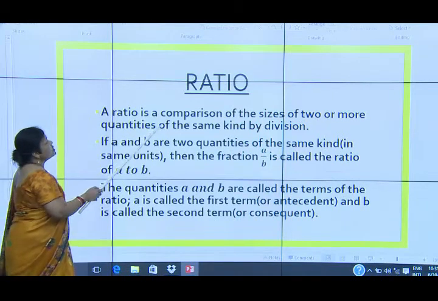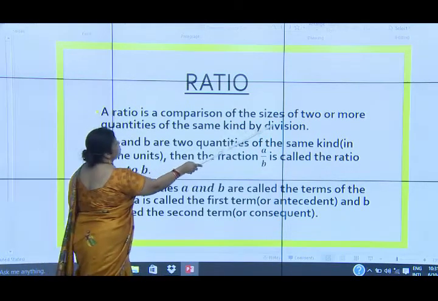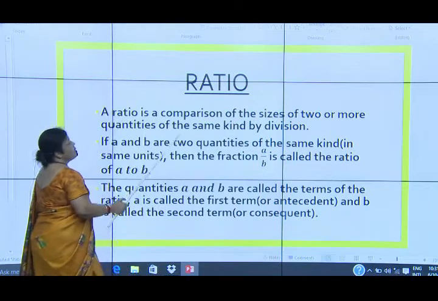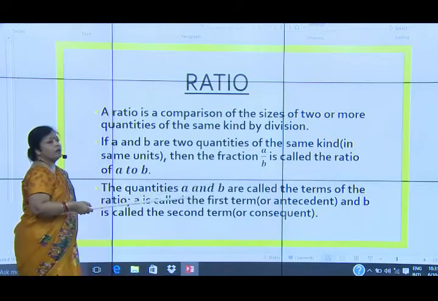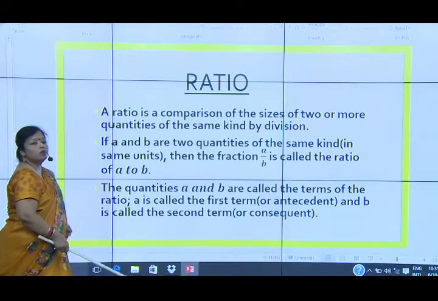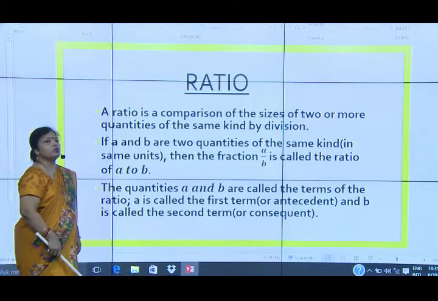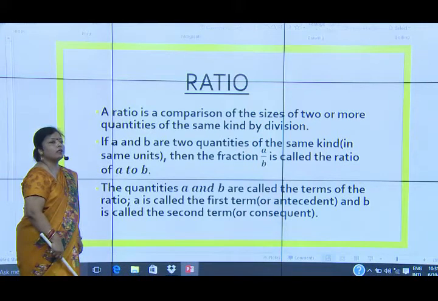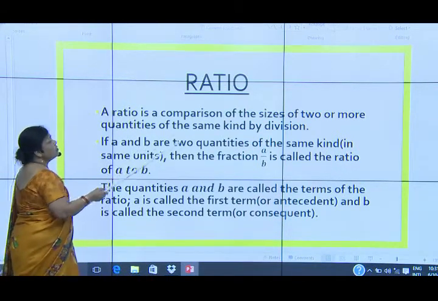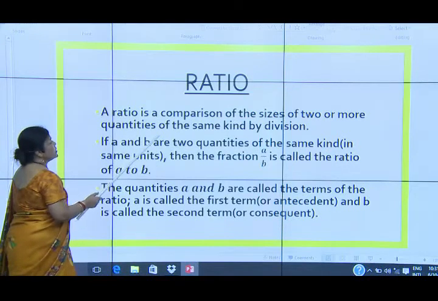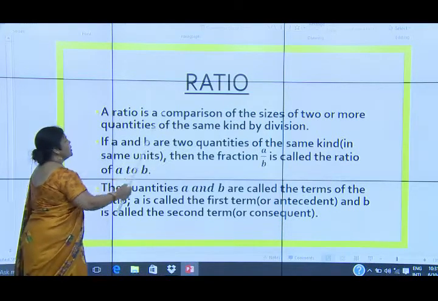So a ratio is a comparison of the sizes of two or more quantities of the same kind by division. We know that we can represent the ratio in the form of a fraction. If it is 2:3, then we can write it as 2 upon 3. So it is a comparison of the sizes of two or more quantities of the same kind by division.